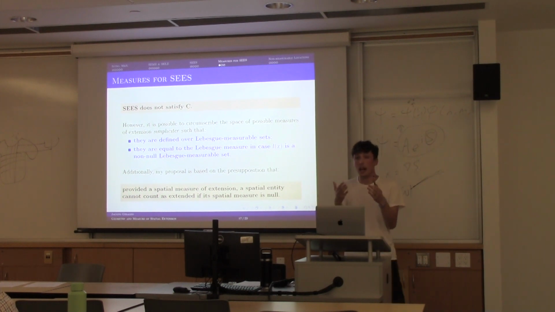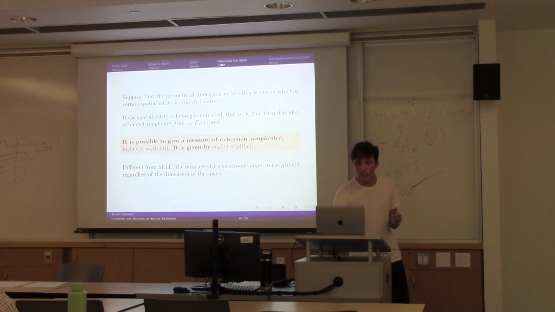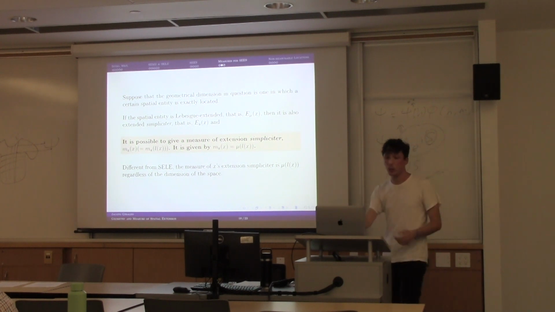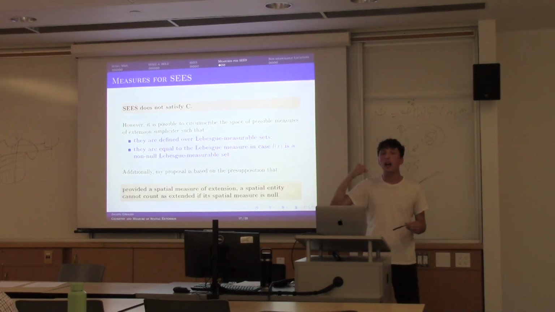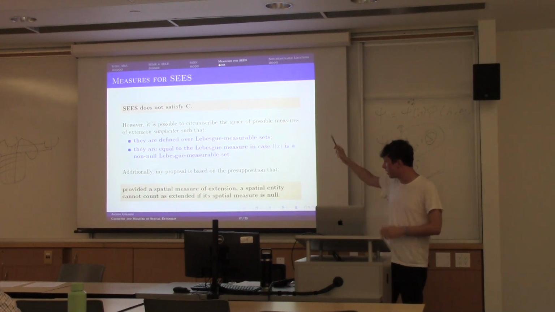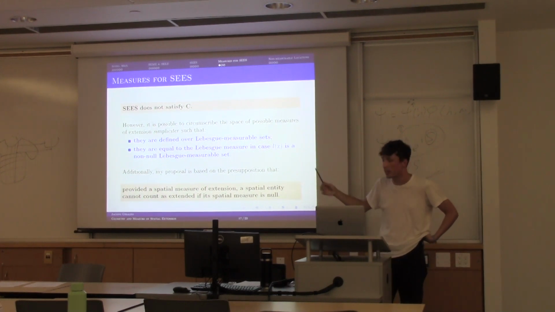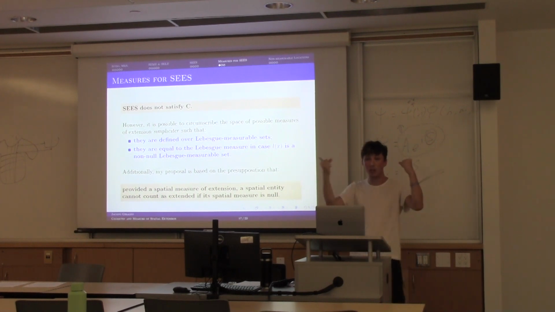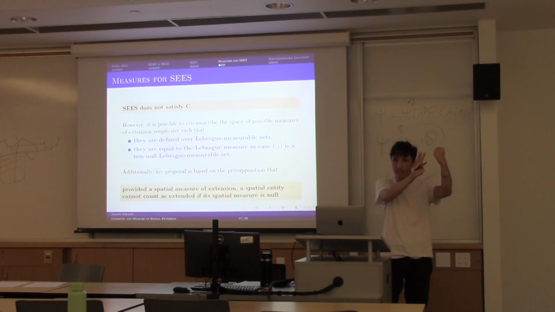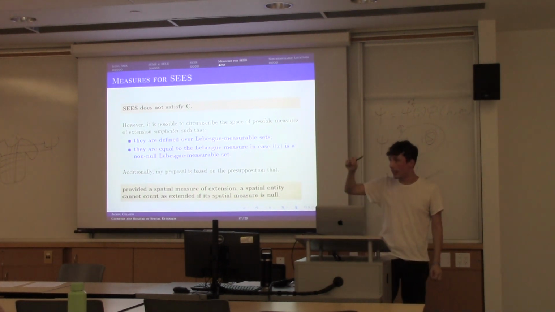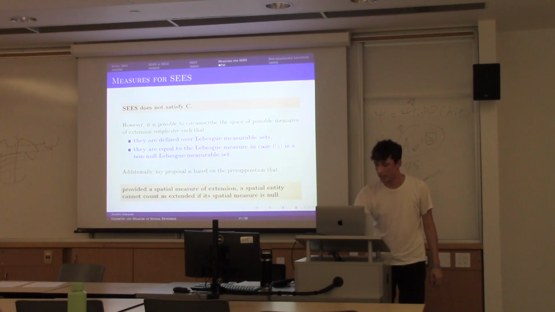If Lx is not extended simpliciter, we simply say that the measure of its exact location is equal to 0, because we don't want to say that something can count as extended simpliciter while having a measure of location equal to 0. We want to say, as this metaphysical principle states, and on which we can obviously debate, that given a spatial measure of extension, a spatial entity cannot count as extended if its spatial measure is null. So something is extended simpliciter if and only if the measure that we provide is greater than 0 for that particular object.